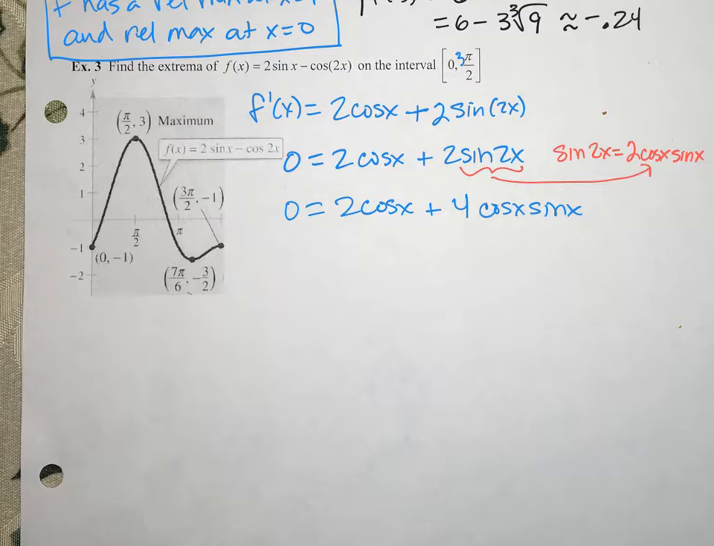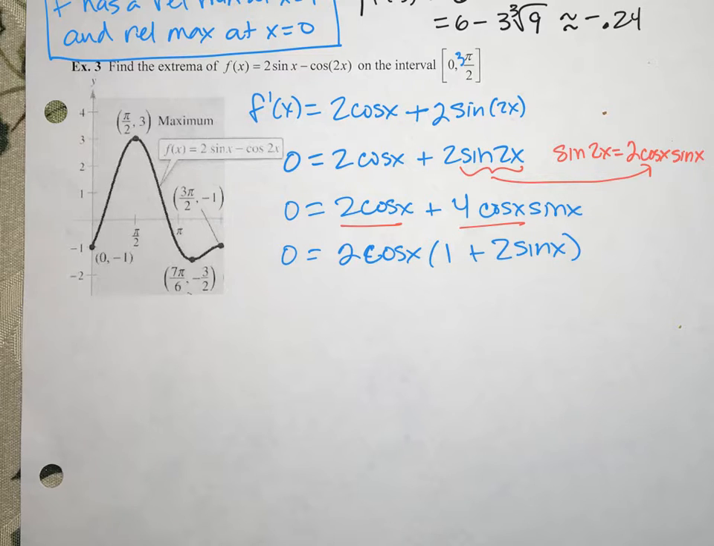Okay, so now if you look at our two terms, we have a common factor of 2 cosine x that I'm going to factor out. So let's rewrite that as 0 equals 2 cosine x, our common factor. If I factor it out of the first term, I get 1. If I factor it out of the second term, I get 2 sine x. Okay, so we have this factored.